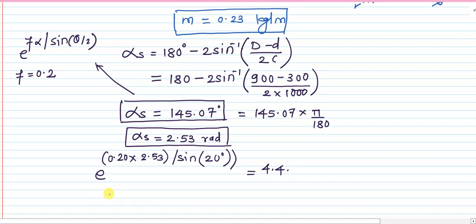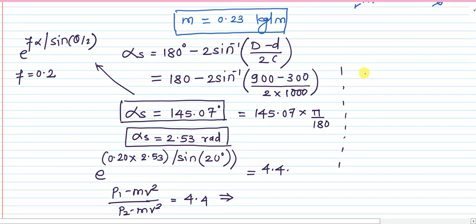So now I will put down my equation as P1 minus mv square upon P2 minus mv square is equal to e raised to f alpha divided by sine of theta by 2, so that is 4.4. Now let us substitute values of all the known entities, but remember we still do not have the velocity, so let us also calculate the velocity.